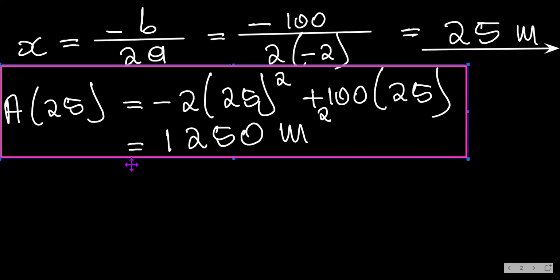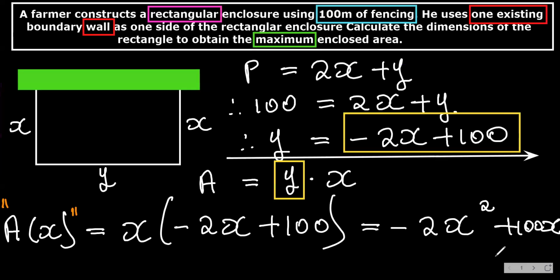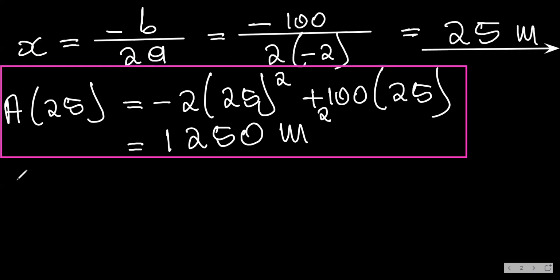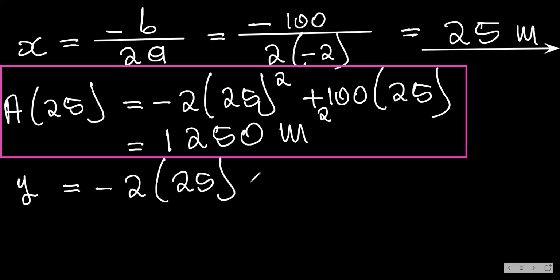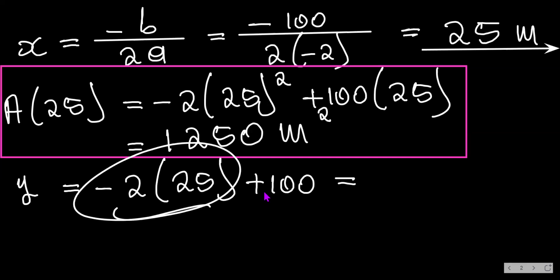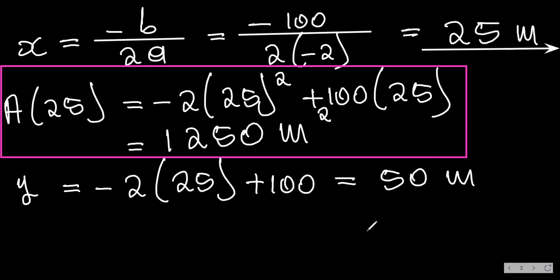Let us go and find y now that we know x. y is equal to negative 2x plus 100, where x is 25. 2 times 25, that is 50. We have negative 50 plus 100, which would give us 50.